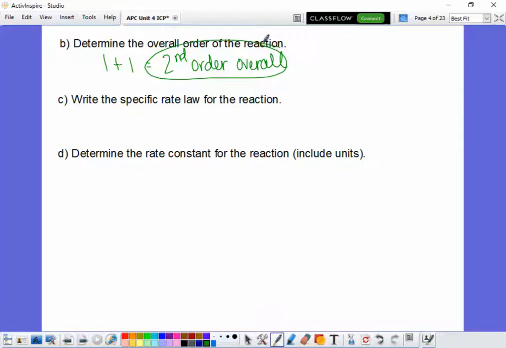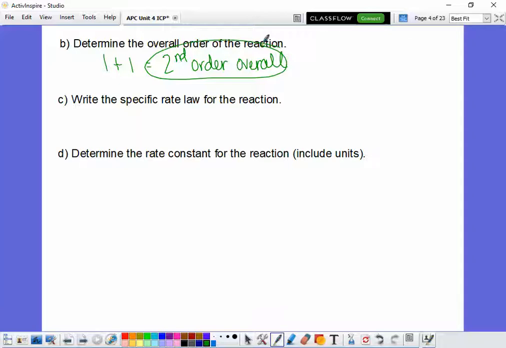Second order overall. Okay? It is possible to have zero order, which means that the rate of reaction is not influenced by the amount of that reactant. The reactant's still there, it's still participating, it's just its amount doesn't change the rate. So it's not the same as limiting and excess reactants.